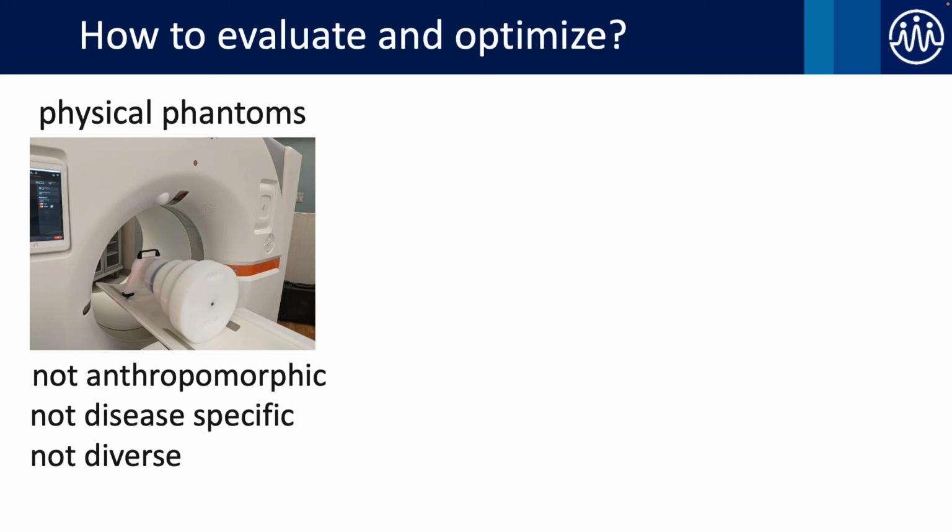And even if you do have one, let's say you have a physical phantom that is anthropomorphic, they're not disease specific. They're not reflecting particular diseases that might be of interest. And they're not diverse. It would be one. But you want to have a solution that works for a population of patients, not just for one patient.